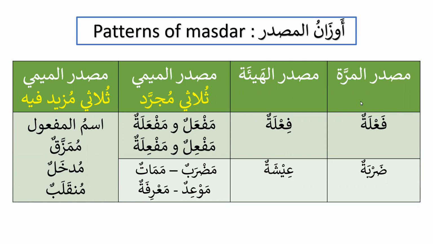Awzan al-masdar, the patterns of the masdar that we have learned so far. We have learned masdar al-marrah, which comes on the pattern of fa'latun, and the example is darbatun. Then we have also learned masdar al-hay'a, which comes on the pattern of fi'latun, and the example is ishatun. So the only difference we can see is here fa'ul kalima has fatha, and here fa'ul kalima has kasra.